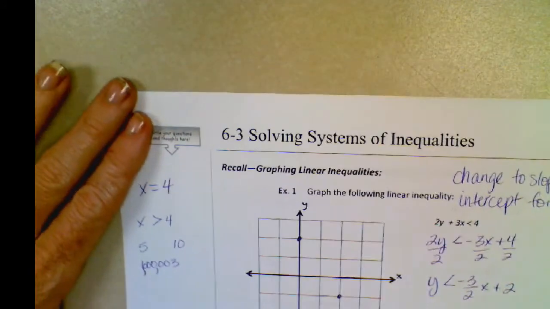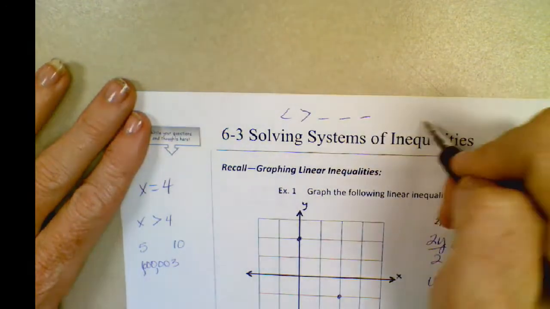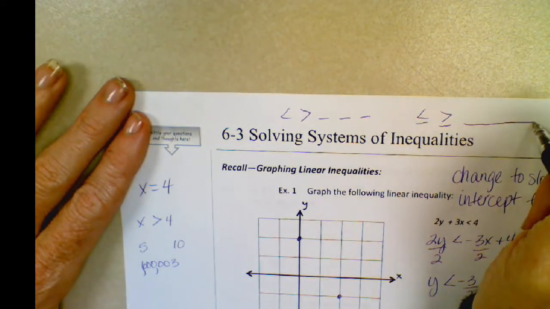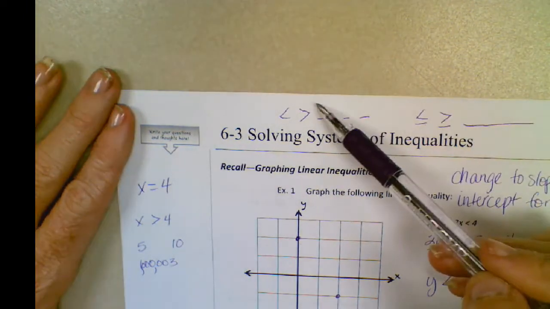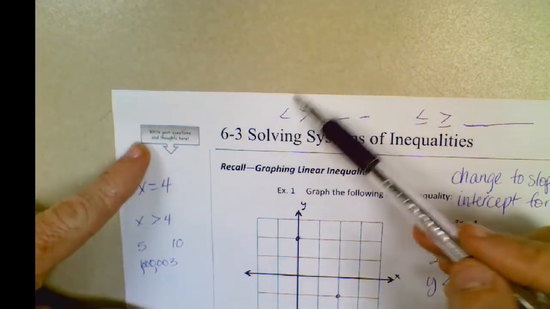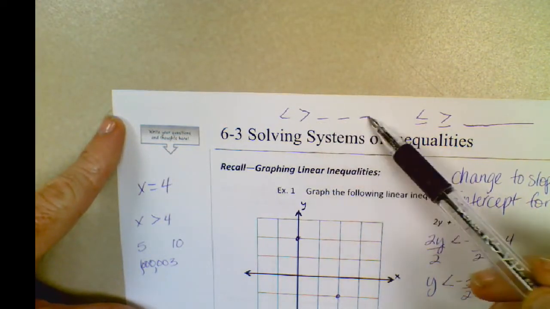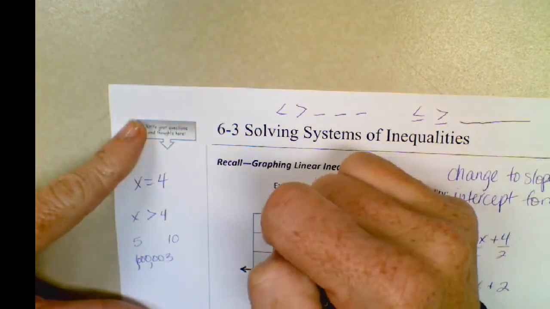So you can write this right at the top. For less than or greater than, you're going to use a dashed line. Less than or equal to, greater than or equal to, you're going to use the solid line. An easy way I explain it is: if you see a line, graph a line. If you don't see a line, then it's a dashed line, because it can be greater than that line or less than that line, but it can't include any point on that line. So this would be a dashed line because that is a less than.